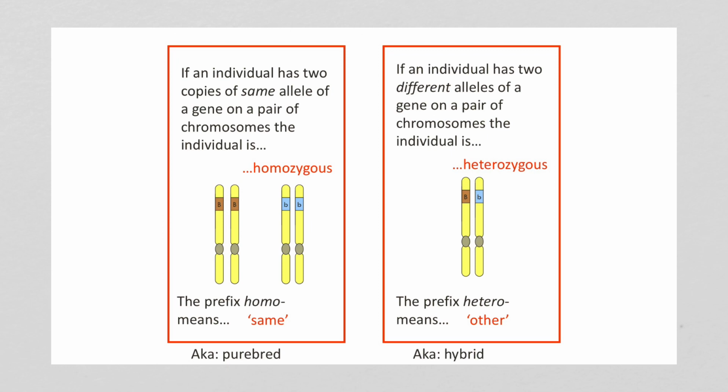If an individual has 2 different alleles of a gene on a pair of chromosomes, they're called heterozygous. Hetero means other. So big B little b would be an example of a heterozygous individual. That is also called hybrid because they have a blending of the 2 alleles.